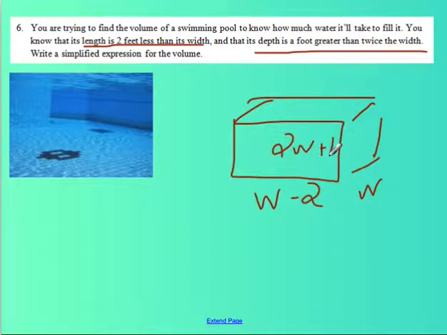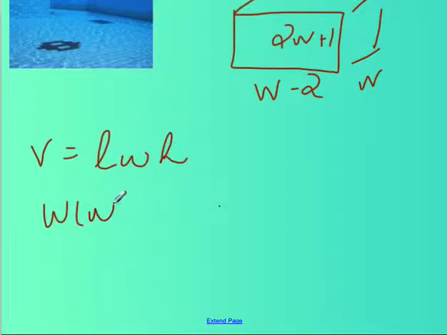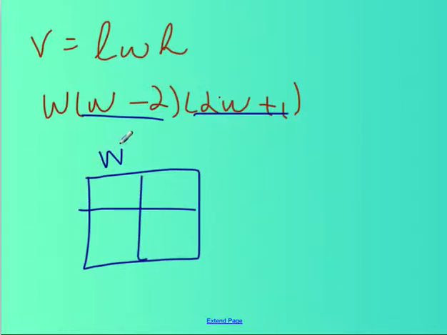So this here represents the expression for the volume. It says write a simplified expression for the volume. So to do that, to find the volume, you need to do length times width times height. So that's what we're going to do, length times width times height. I'm going to write it out just like that. Now, if you remember correctly, when you multiplied these out, you multiplied this times this first. We used the box method to do that. So we had W minus 2 and 2W plus 1.